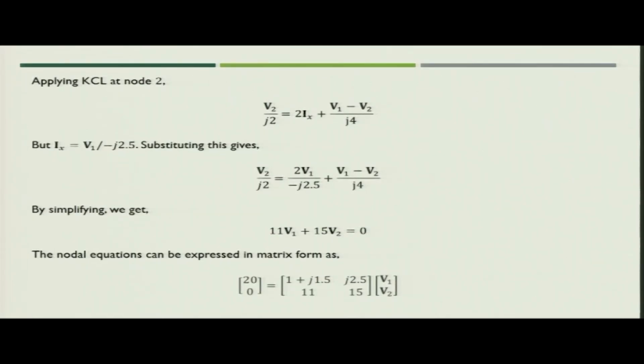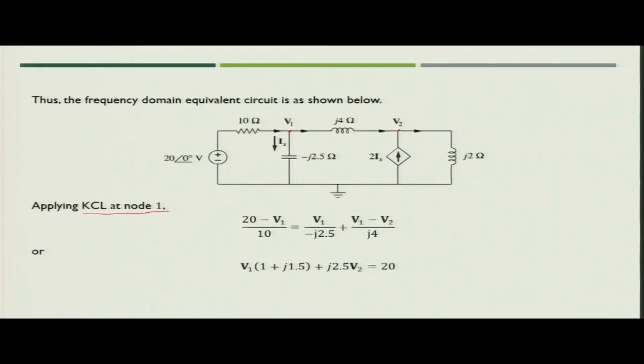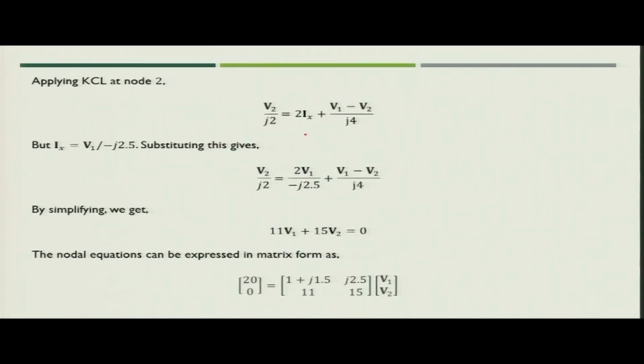Similarly, if you apply KCL at node 2, what can you write? So, these two currents are going inside the node and one is coming out. So, V 1 minus V 2 upon j 4 plus 2 I x equal to the current which is flowing in this particular j 2 ohm inductance. So, what we can write? The value of this is V 2 upon j 2 equal to V 1 minus V 2 upon j 4 plus 2 I x.